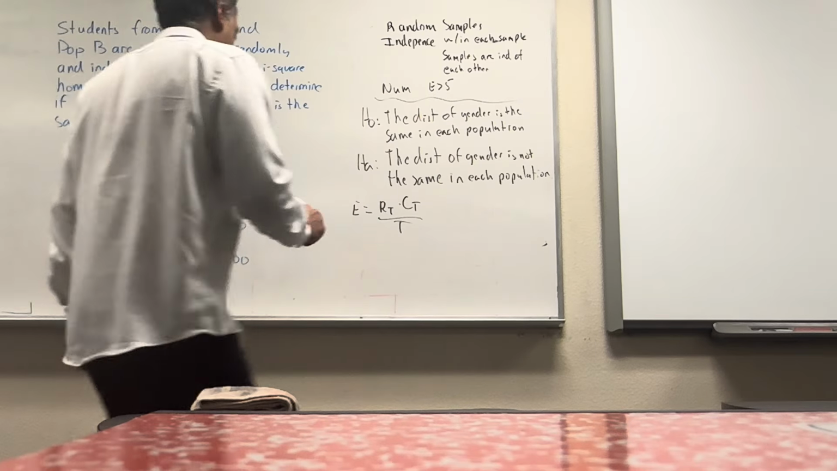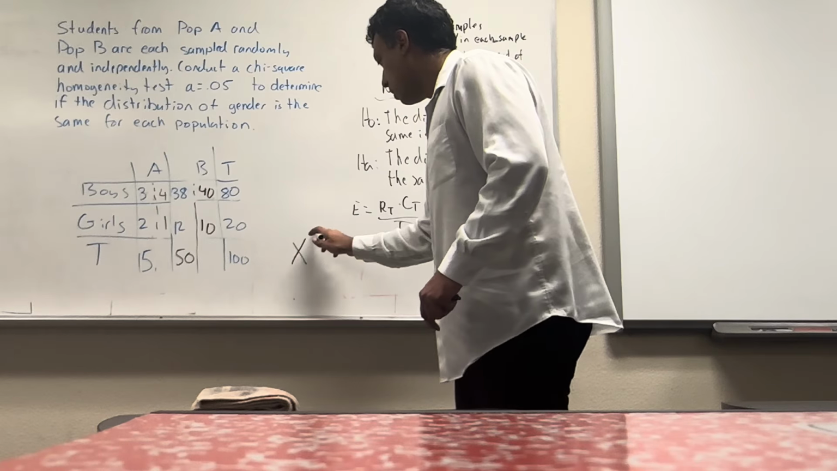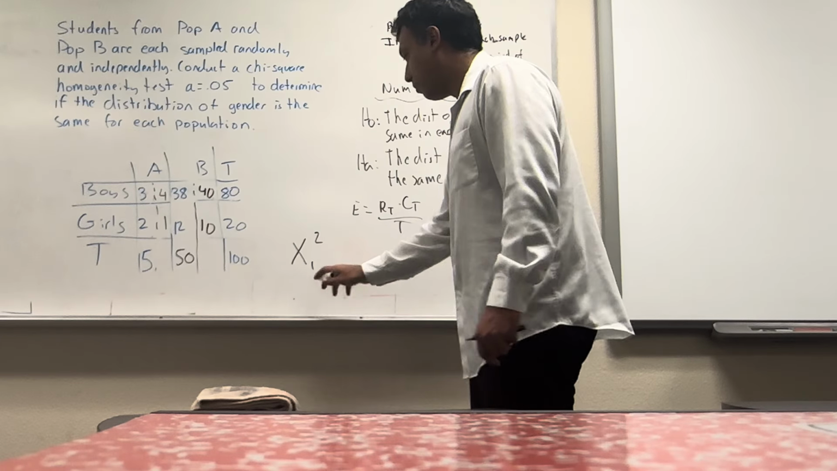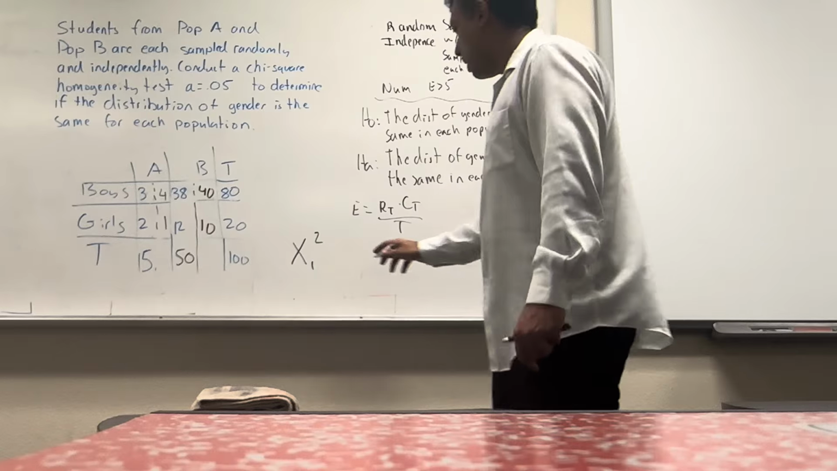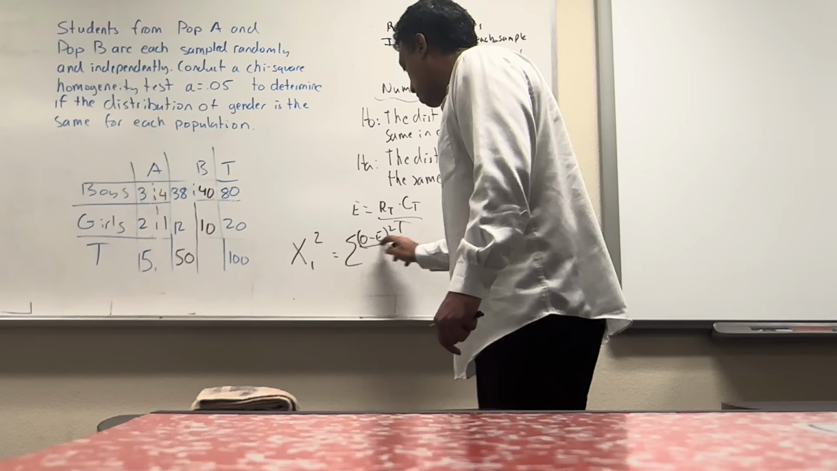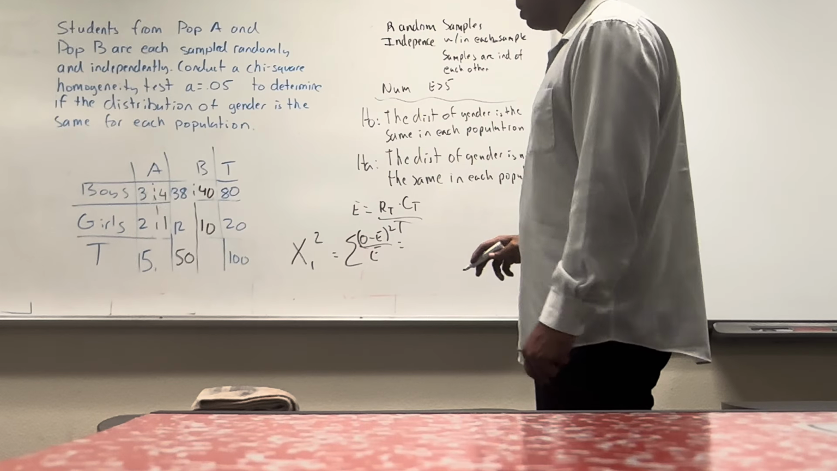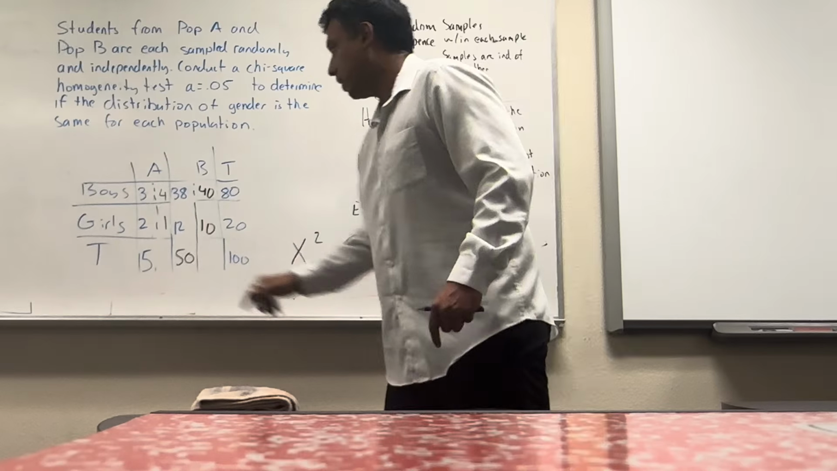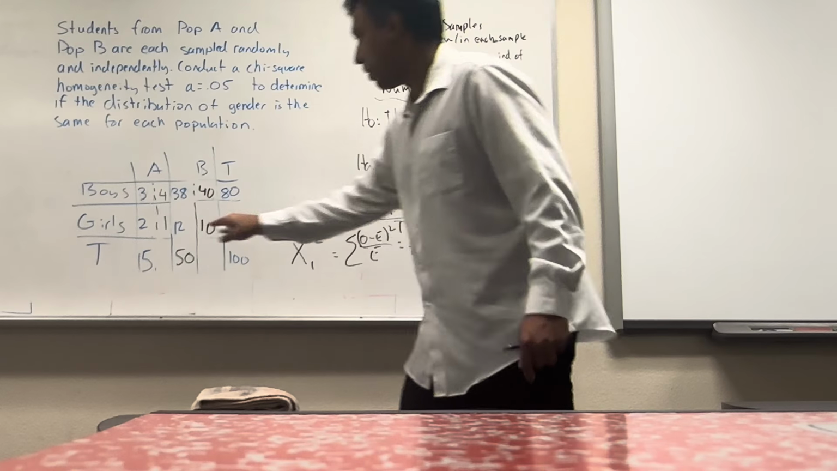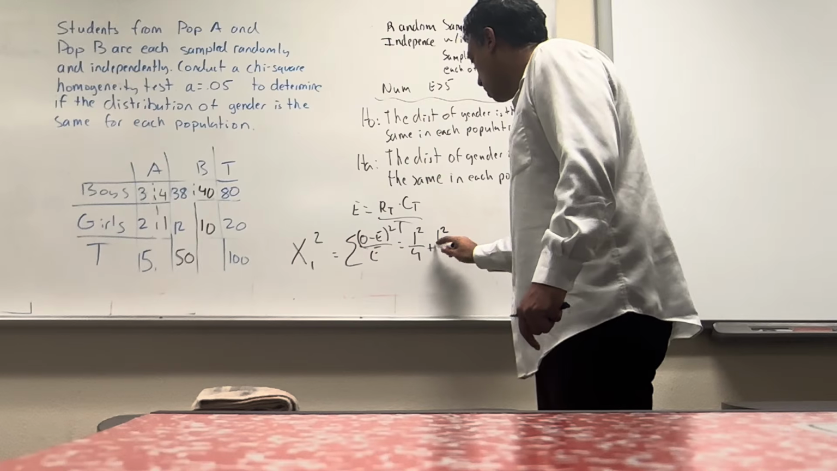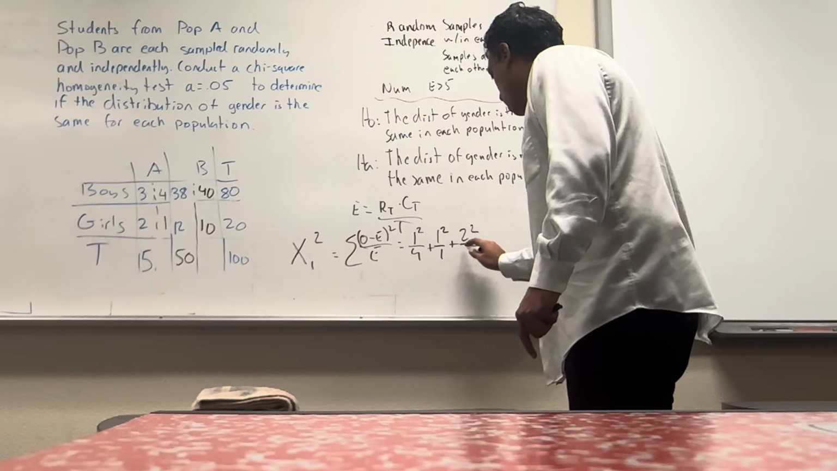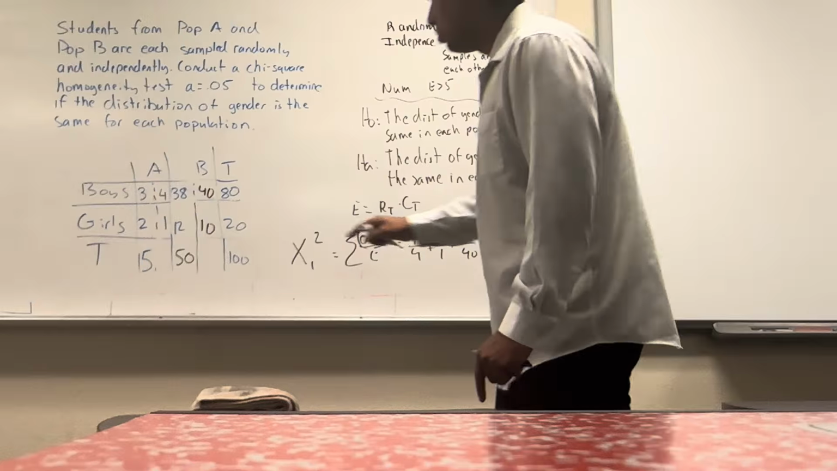And now my x squared statistic, how many degrees of freedom? Rows minus 1, columns minus 1. So 1 times 1, I only have 1 degree of freedom. And it's going to be the sum of the observed minus expected squared over expected, okay? So we just got to do that. So I have 4 minus 3 is 1 squared, right? So 1 squared over 4 plus, right here I get 1 squared over 1 plus, right here I get 2 squared over 40, and then I get 2 squared over 10.